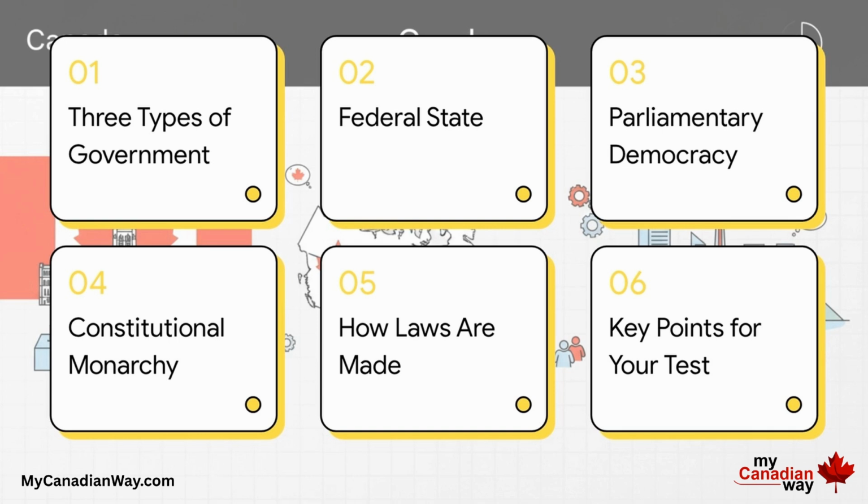So, what are we going to look at today? Well, we'll start with the three main types of government in Canada. We're going to talk about what a federal state is and who does what job. Then, we'll look at our parliamentary democracy. That's all about how we choose our leaders. We'll also explain what a constitutional monarchy means. After that, we'll see how laws are made, and we'll finish up with the key points you'll really want to remember for your test. Okay, let's get started.